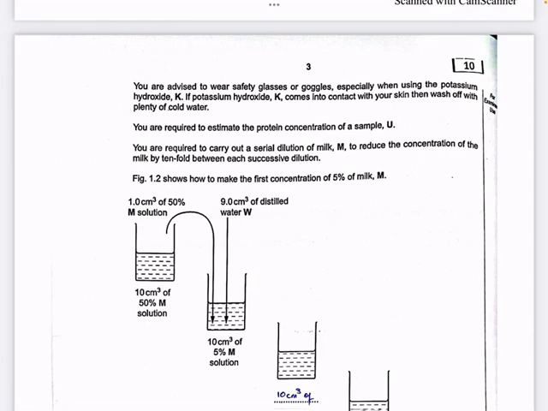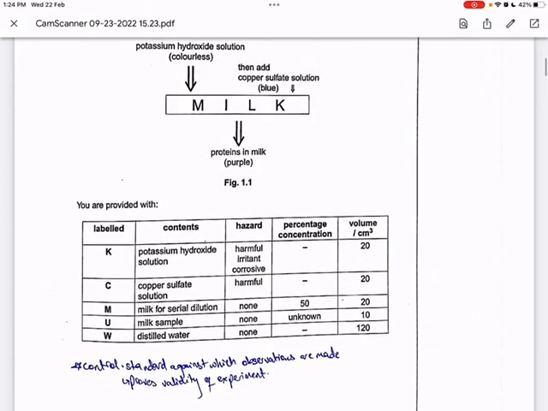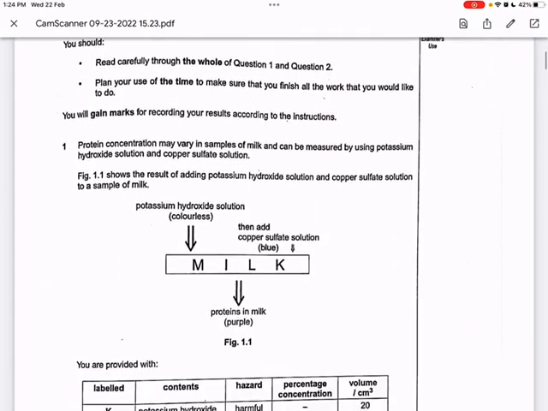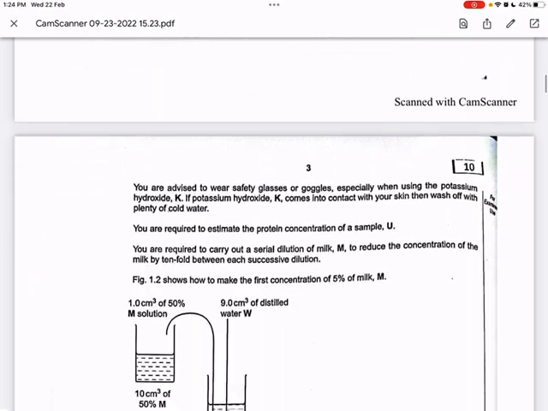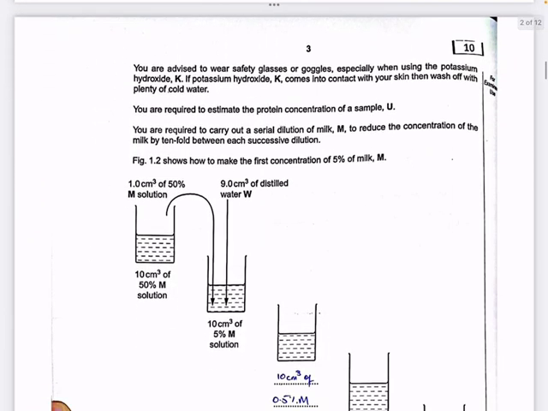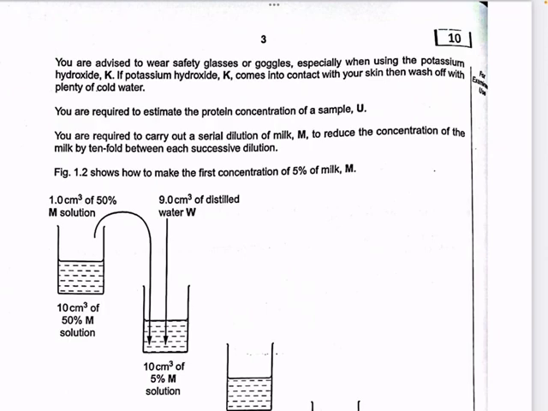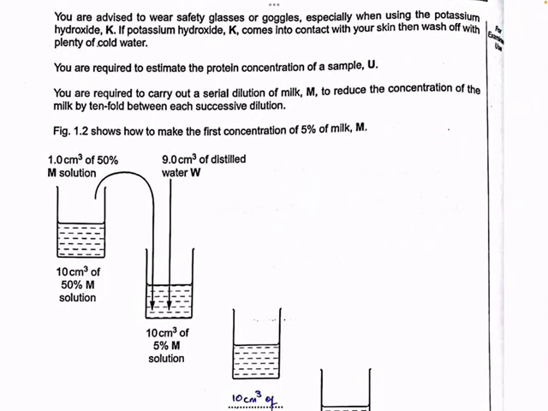What does it mean? For example, in this case, this is actually the first practical that was done by you, the casein practical, and this is a solved paper done by Sharif. So over here, look what the examiner is saying. You are required to estimate the protein concentration of a sample U. You are required to carry out a serial dilution of milk M to reduce the concentration of milk by 10-fold between each successive dilution. So this is a special case scenario in which the examiner is giving you guidelines as to what should be the pattern of your dilutions, right?